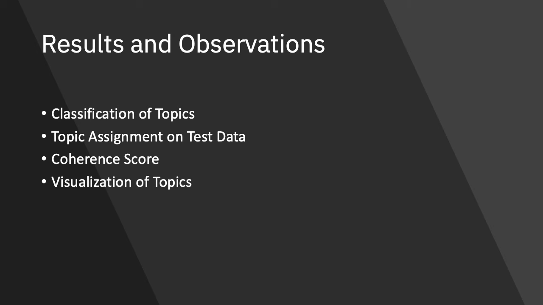Moving on to the results and observations, I've included the results of how the topics were classified. I've included a screenshot of an example test data and how the topic was allocated to it. Third is the coherence score, we'll talk more about it, followed by the visualization of topics.